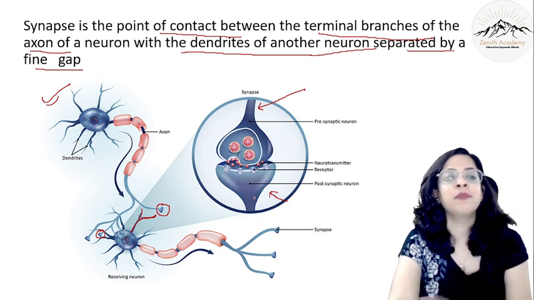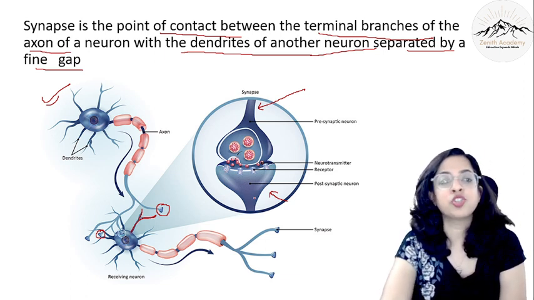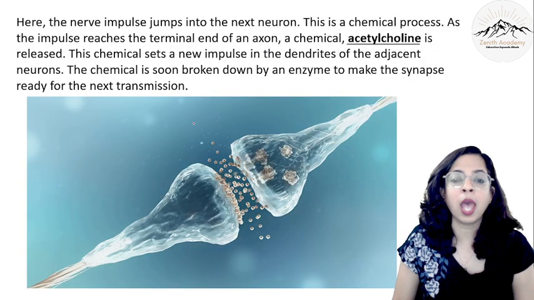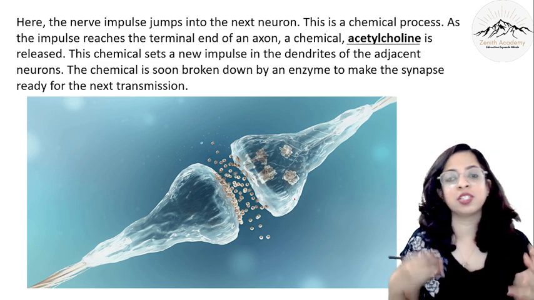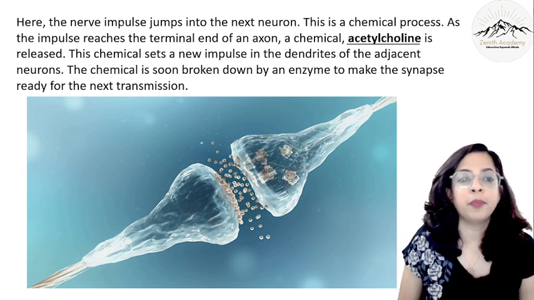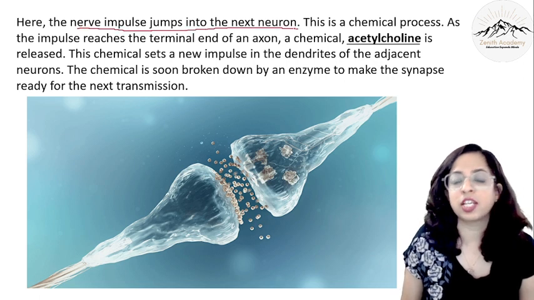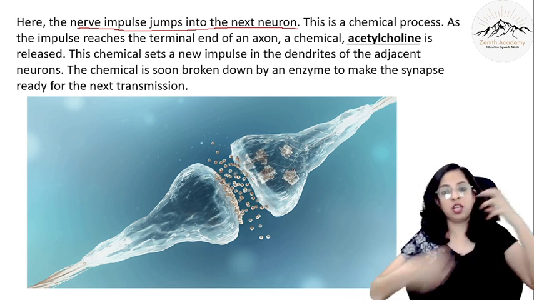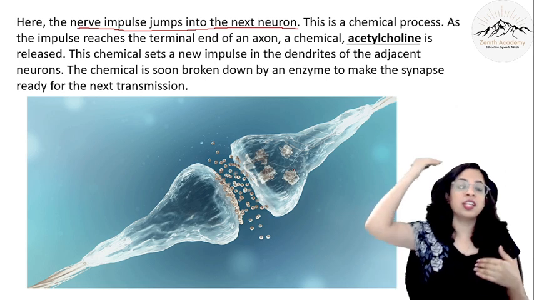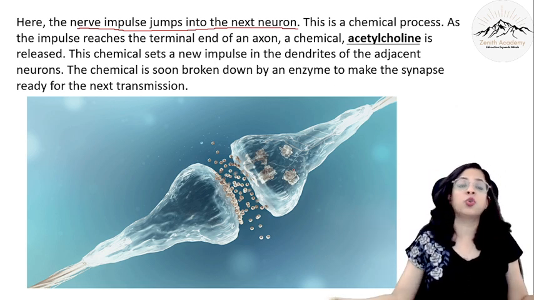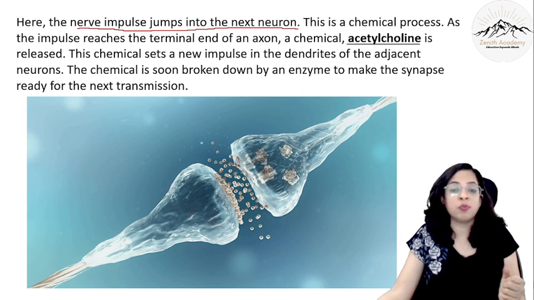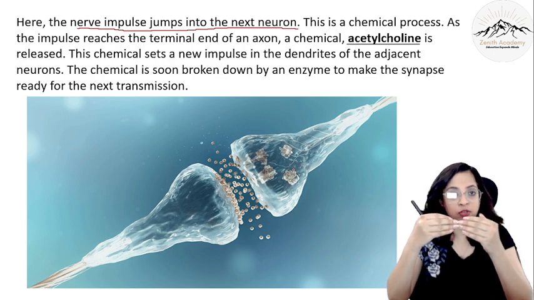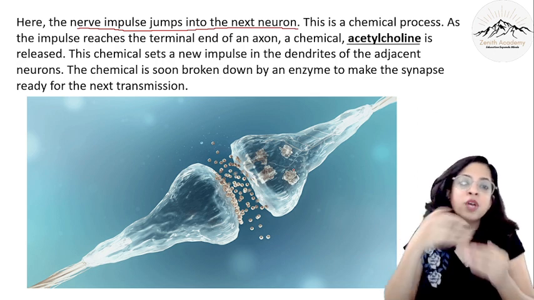Just understand that synapse is a point of contact between terminal branches of an axon of a neuron with the dendrite of another neuron. What happens here, you can see in this diagram, is trying to explain that the nerve impulse jumps into the next neuron. We know that there are long neurons attached, so the signal has to be sent to the brain very quickly. The brain has to send the signal to all the connected glands or muscles. But the neurons are not joined together; they have a small gap. From this gap, the nerve impulse jumps into the other neuron.